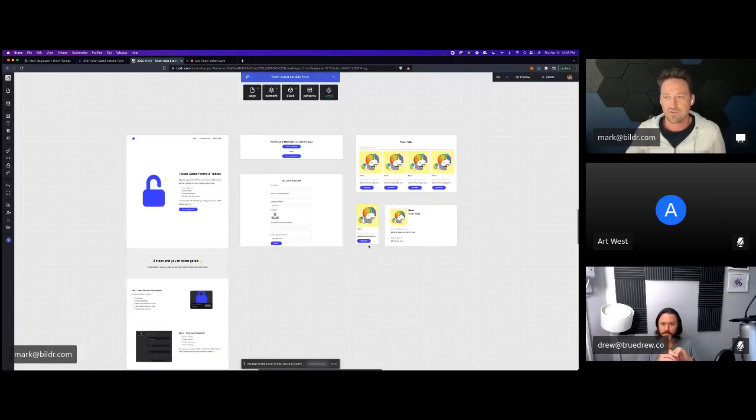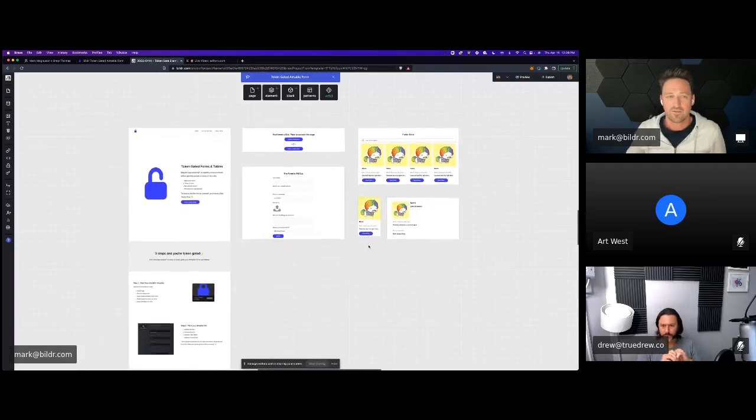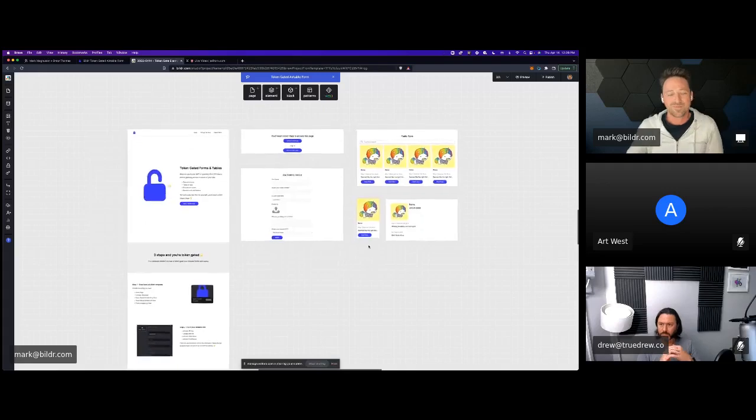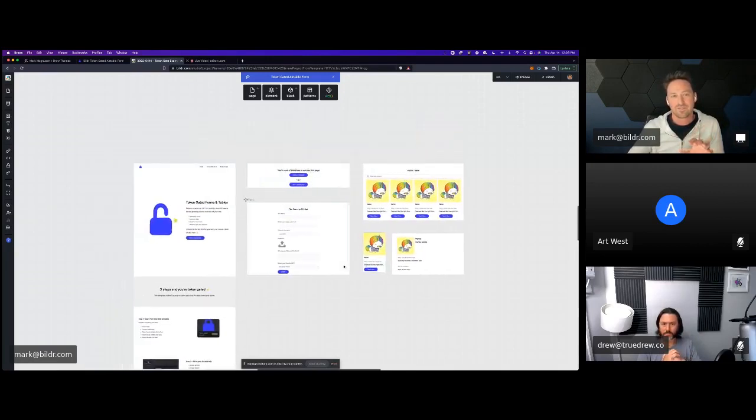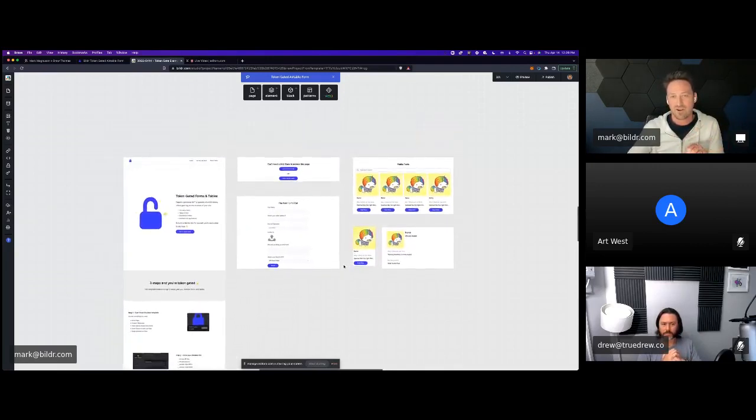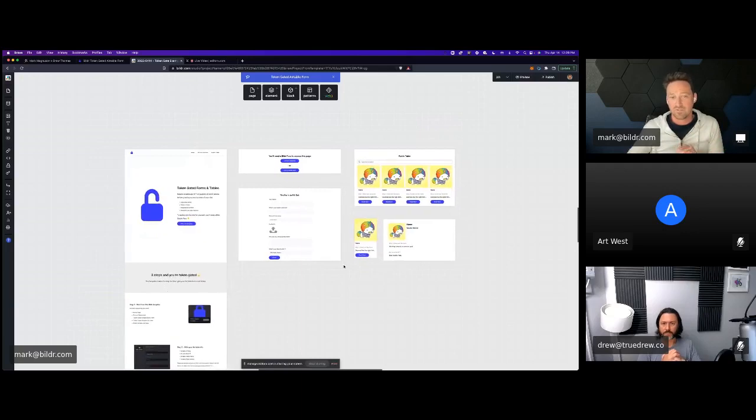So this is Bildr Studio, and I'll give a really brief introduction to Bildr Studio. I'm not sure who all in here today has actually already been in Bildr, but Bildr is a full stack web dev environment where you can pretty much build everything visually.